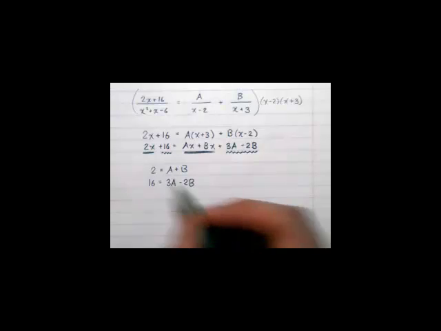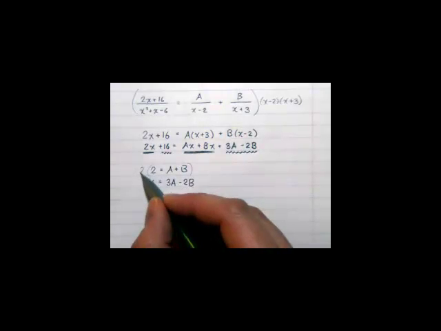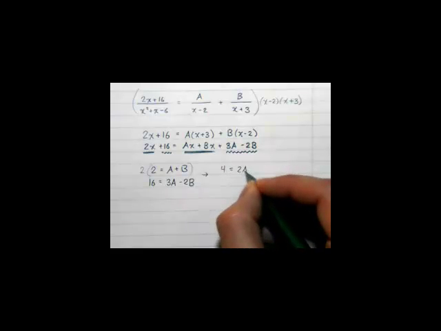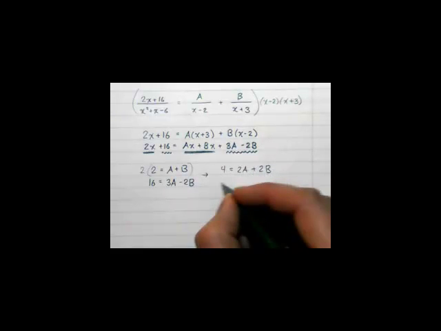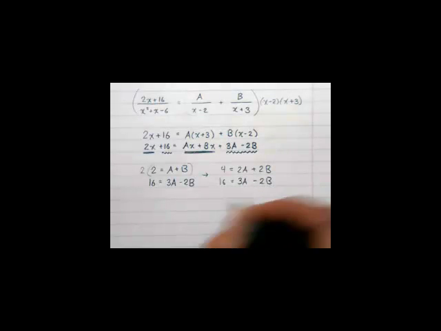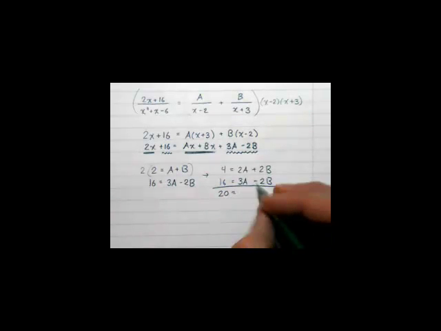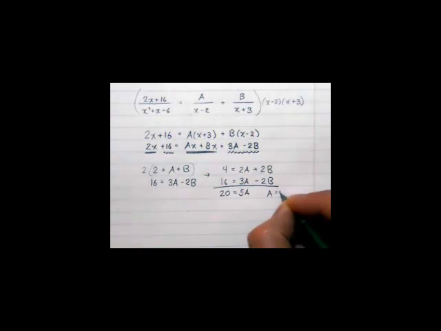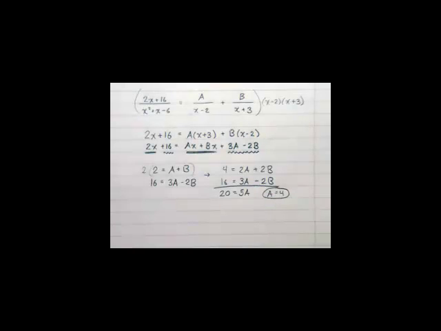So I'm going to take this equation times 2. So we got 4 equals 2a plus 2b. And then still get that 16 equals 3a minus 2b. If I add those two together, I got 20 equals 5a, because the b's are gone now, right? So a is 4. Everybody follow me there? I just did some elimination.